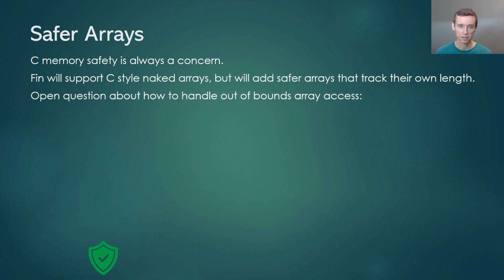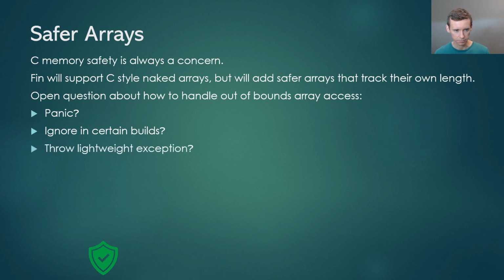Maybe we just do it at compile time so that your Fin code doesn't worry about it, but it just gets generated with the optimal size for it. And also it's an open question of how we want to handle out of bounds access. Do we want to panic and just crash? I don't really want to, but I don't know. That might be an option, or call an error handler, I guess. Do we want to ignore it in certain builds? So maybe it's only enabled for debug, but not release.